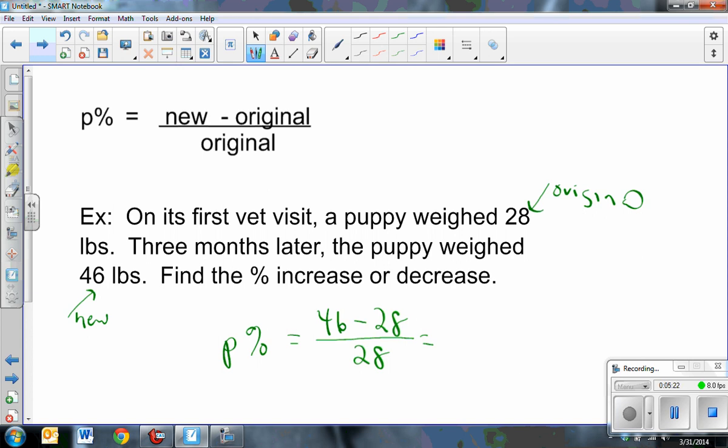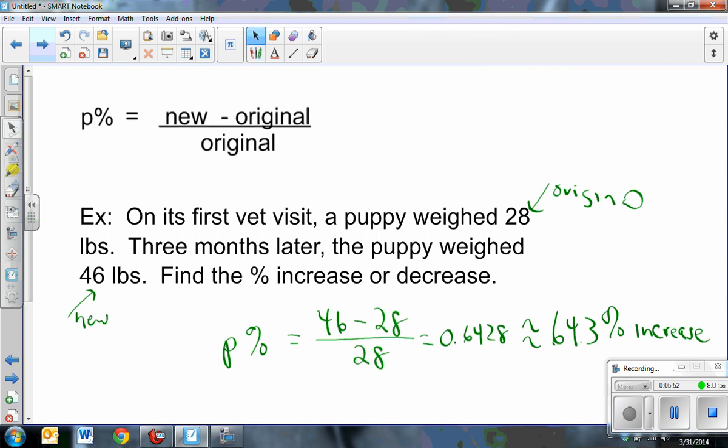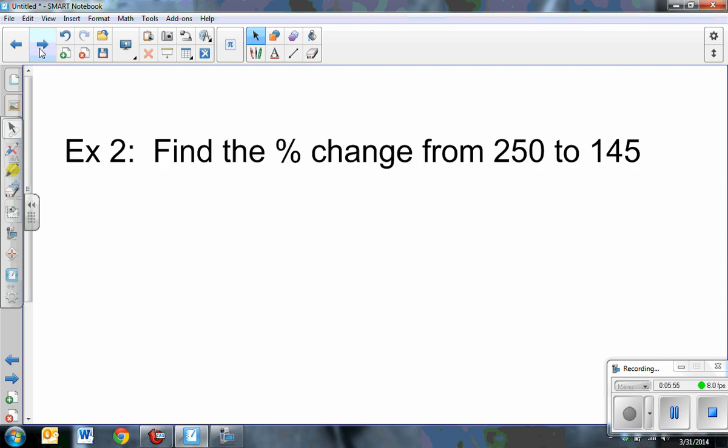Okay, so I'm just using my handheld calculator here. Okay, and I get, let me just try this again. I think I hit the button twice. 0.6428. So I'm going to say approximately 64.3% increase. I'm going to note that it's an increase. Okay? All right, one more and then we'll be done. I hope you've taken some notes.